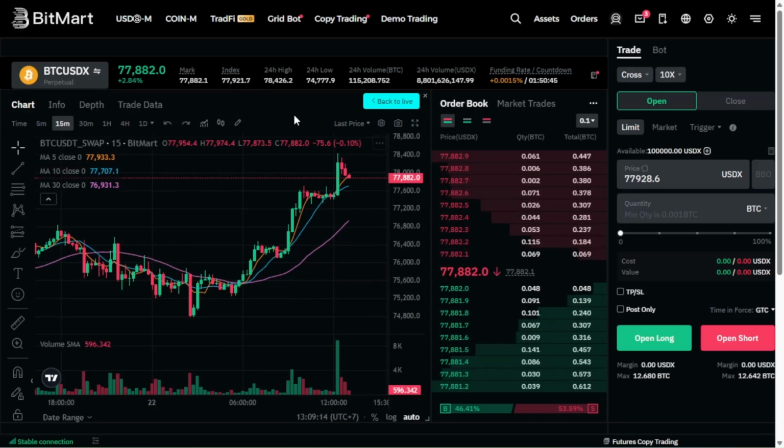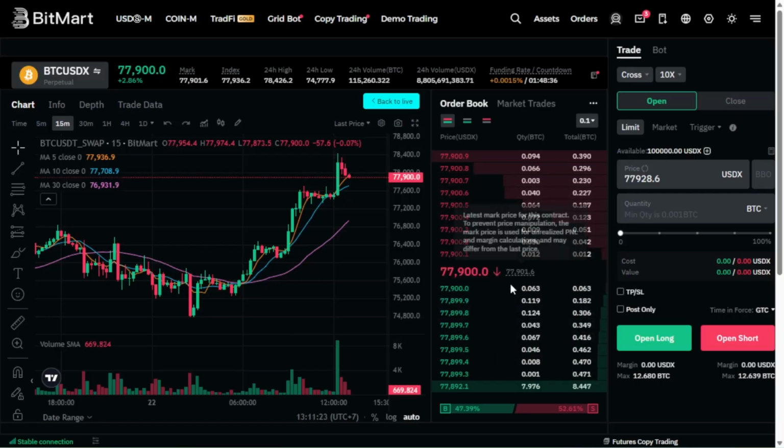In the middle here, we have the Trading View chart. Most centralized exchanges have the Trading View software built in. The Trading View chart shows you how a token's price is moving in real time. You can use tools like trend lines and indicators to analyze the market, helping you find better entry and exit points.